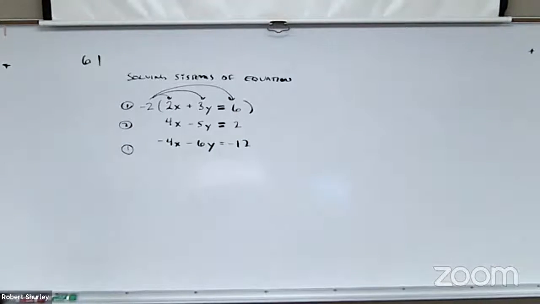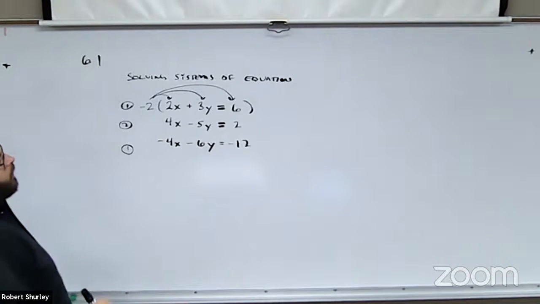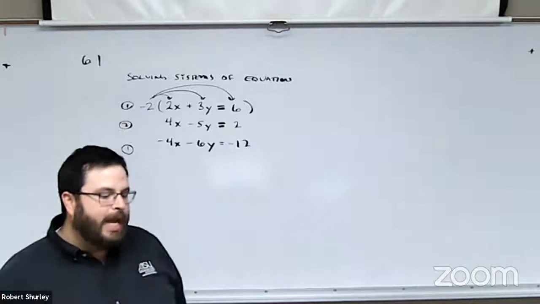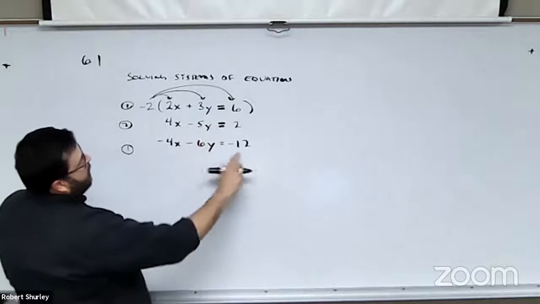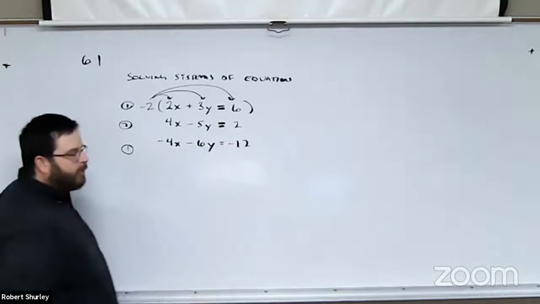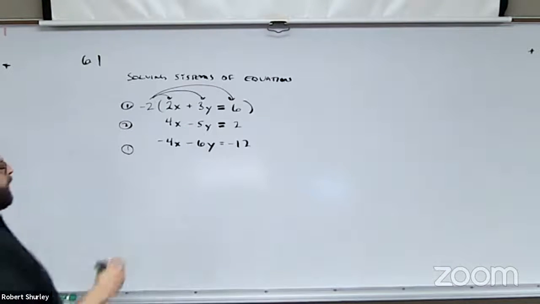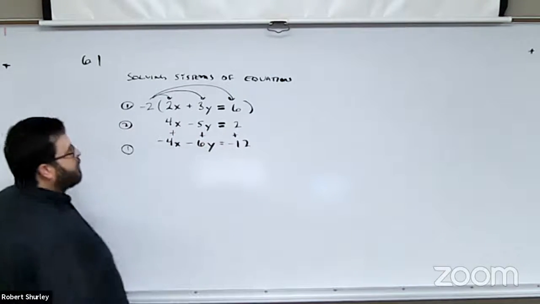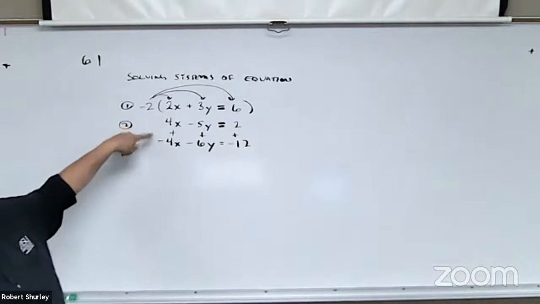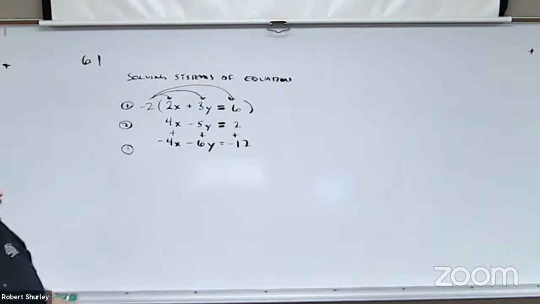Okay? And now, to eliminate these, you just add vertically. Look, you've got one equation on top, one equation on bottom. Everything's set up correctly for this, so we're going to add vertically. So you just add everything vertically. And what happens is your x's eliminate. That's what's called the elimination method, okay?